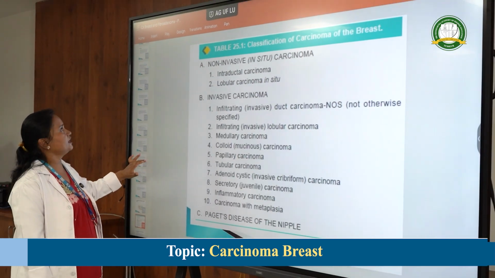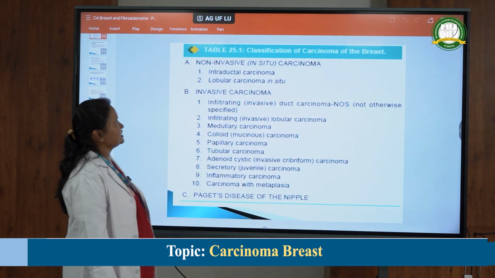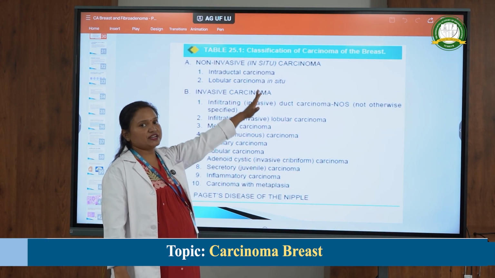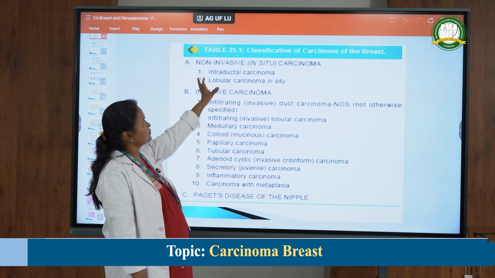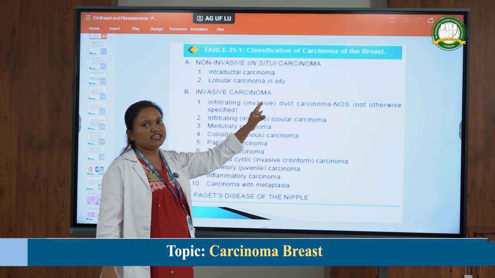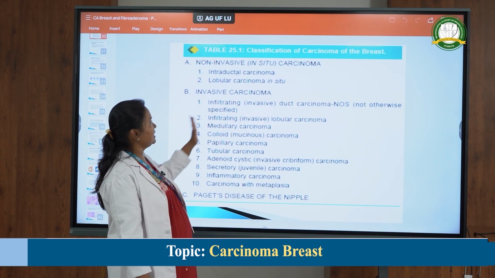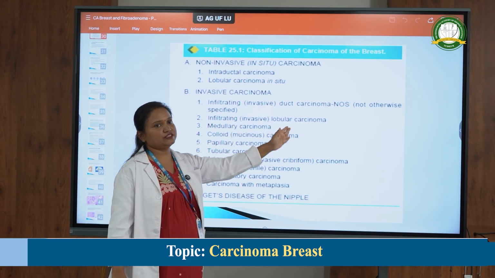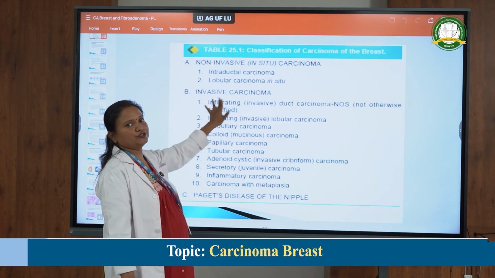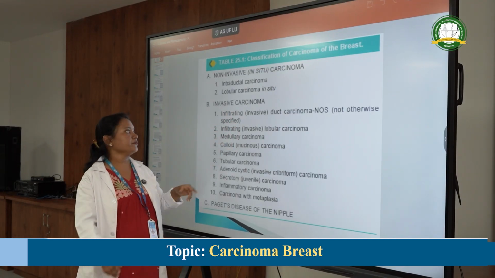Coming to the classification of the carcinoma of the breast. So first, a non-invasive in situ carcinoma, I explained to you before. In that, two types are there, intraductal carcinoma and lobular carcinoma in situ. In invasive carcinoma, there are many varieties like infiltrating or invasive ductal carcinoma. NOS means not otherwise specified, which is the very commonest tumor, that is infiltrating ductal carcinoma or invasive ductal carcinoma.